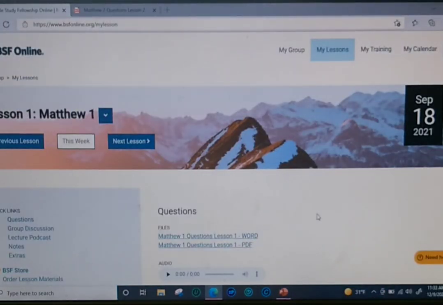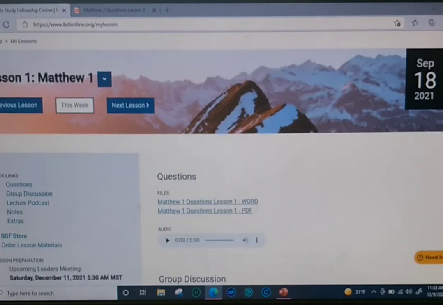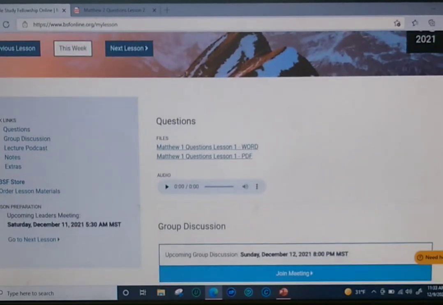When you get to the website, you will go to the My Lesson tabs. On the left-hand side, you will see the 4 parts: questions, group discussion, lecture podcast, and notes. They are also in the center of the page. First, you will do the questions for lesson 1.